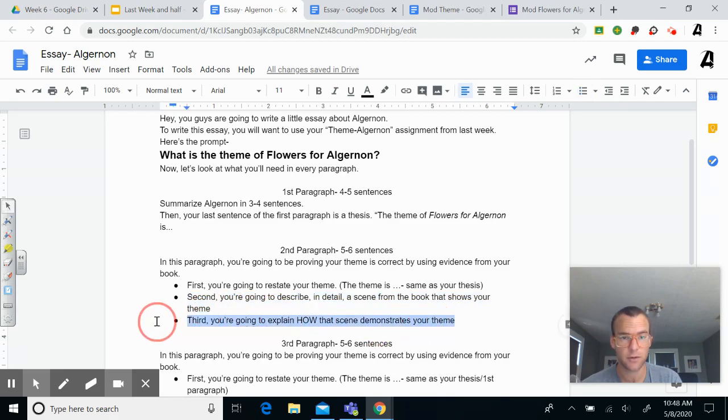and this part's really important. How does that scene demonstrate your theme? Prove it to me. Well, I think this scene demonstrates my theme because it was clear that that character wasn't treated with respect, and it really upset Algernon. Therefore, it shows that all people should be treated with respect. Whatever. Okay? That's your whole second paragraph, 5 or 6 sentences.